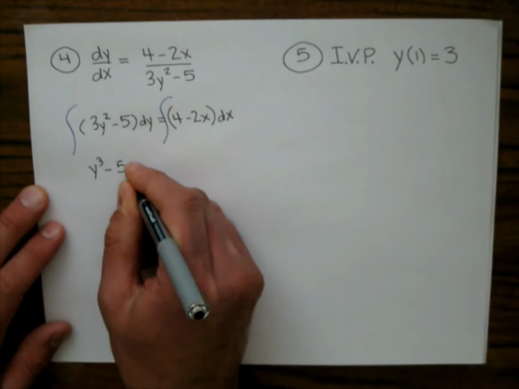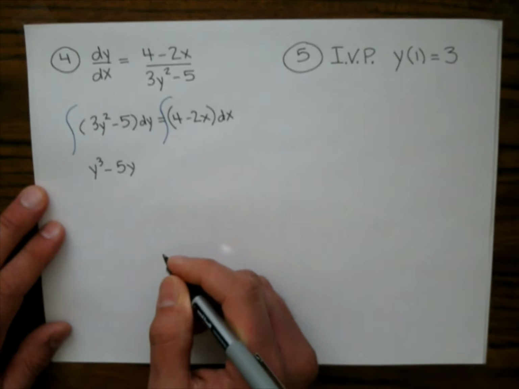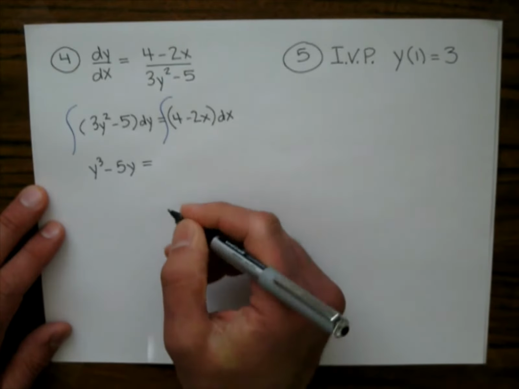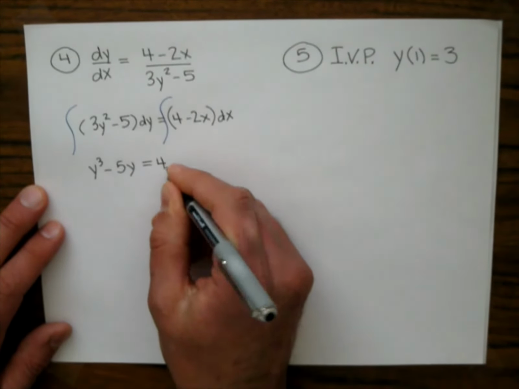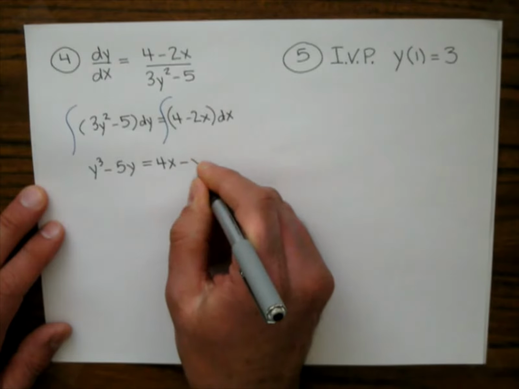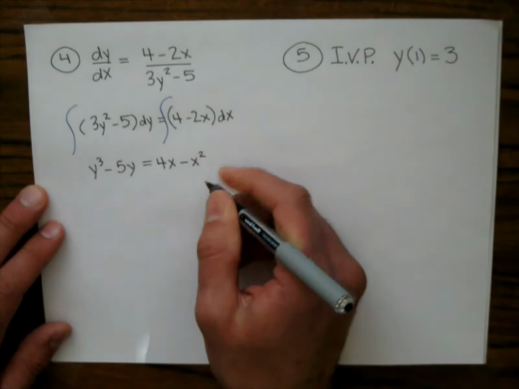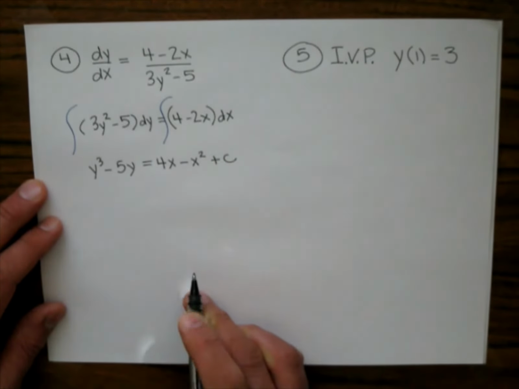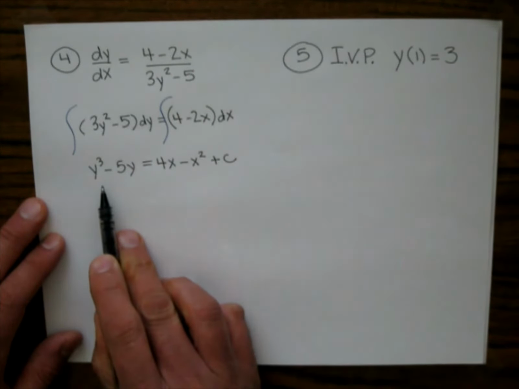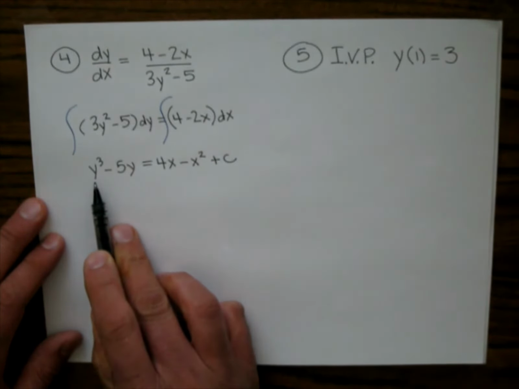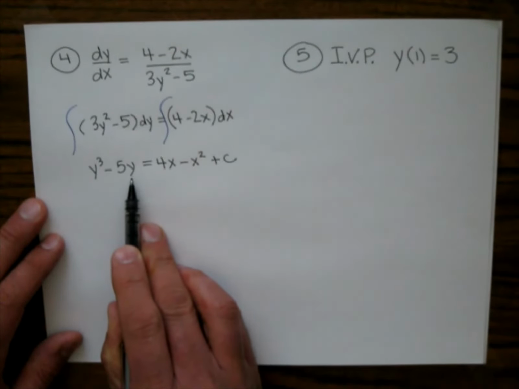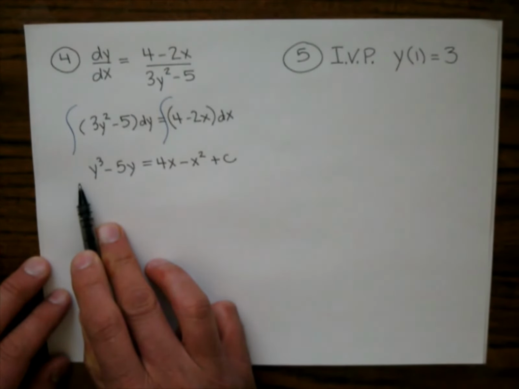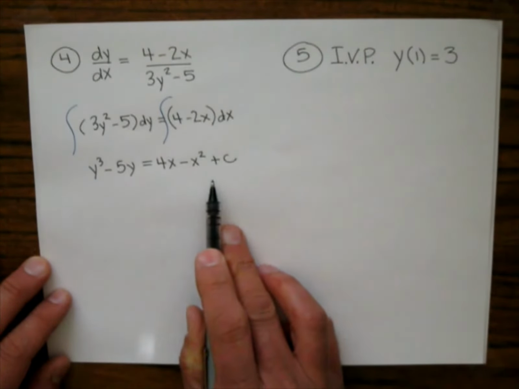minus 5y. I'm going to put the c on the right hand side. This equals integral of 4 with respect to x, 4x minus x squared. And then, of course, we have plus c. Now here's the deal with this one. We really do not have the skills at this moment to solve for y. I know some of you are like, we can factor a y out and divide by y squared minus 5, but then you'll have y equals an expression that has a y in it.